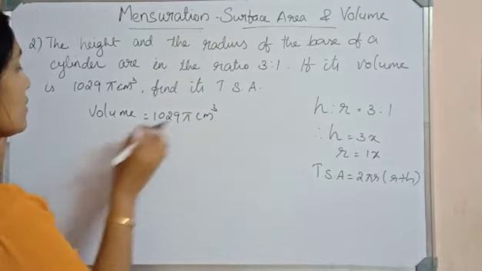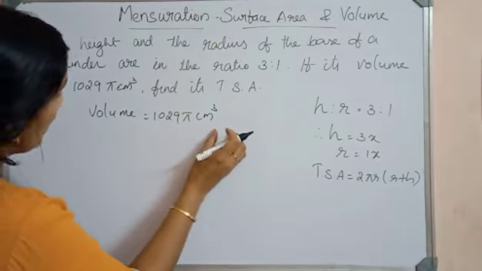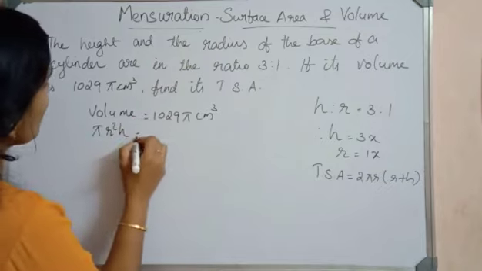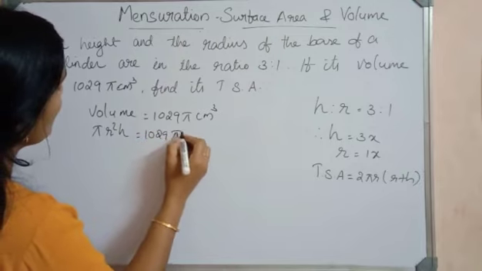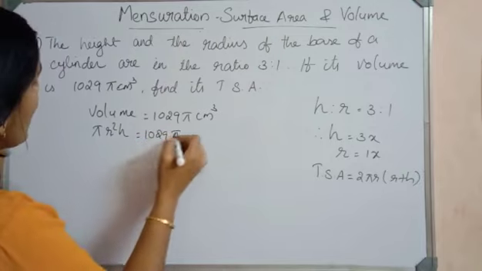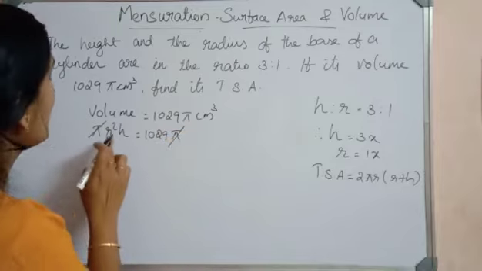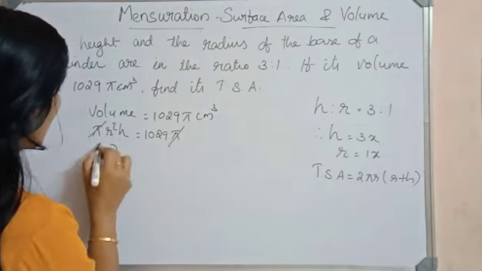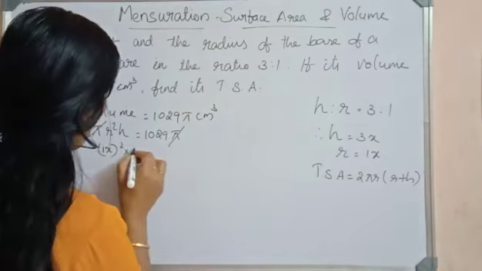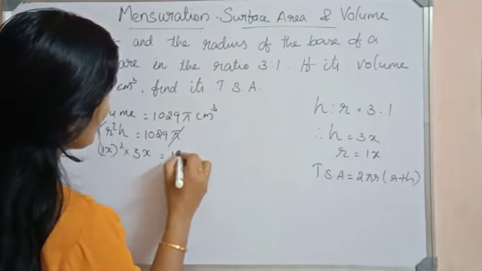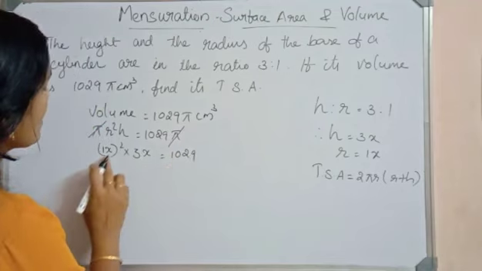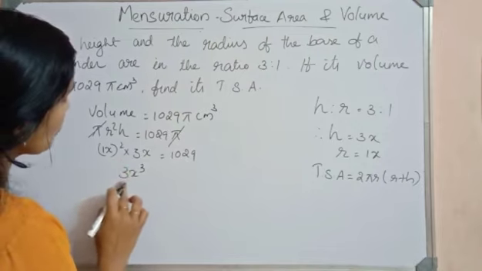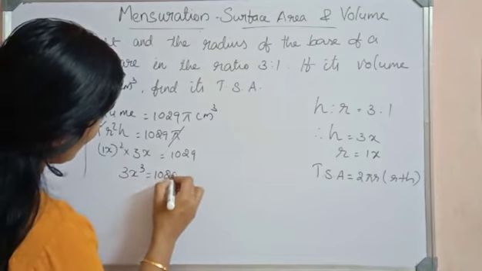The volume is 1029 pi centimeter cube, and the formula to find the volume is pi r square h is equal to 1029 pi centimeter cube. So here we can cancel pi from both the sides, and the value of r is 1x. So this is 1x the whole square into h is 3x is equal to 1029. This is x square into 3x is 3x cube is equal to 1029.